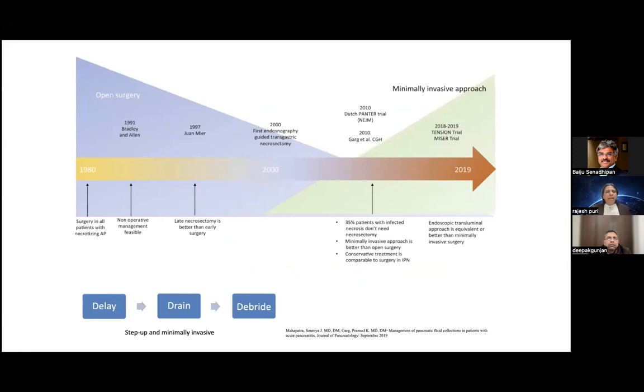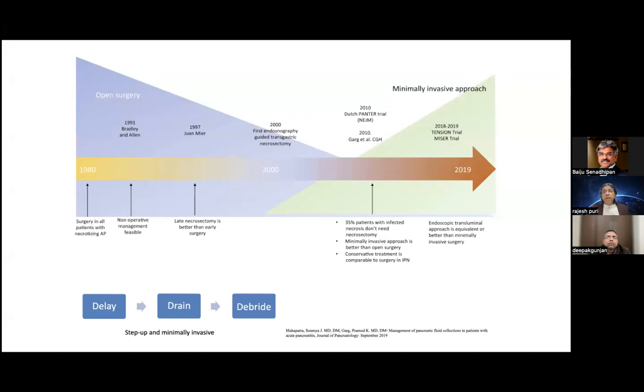If you look at the timeline curve, in 1980, surgery in all patients of acute necrotizing pancreatitis, with significant morbidity and mortality. In 1990, people started thinking that non-operative management is better. In 1997, the concept came that late necrosectomy is better than early surgery. And from 2000 to 2010, the Dutch PENTER trial, or Dr. Pramod from All India Institute, brought a significant paradigm shift.